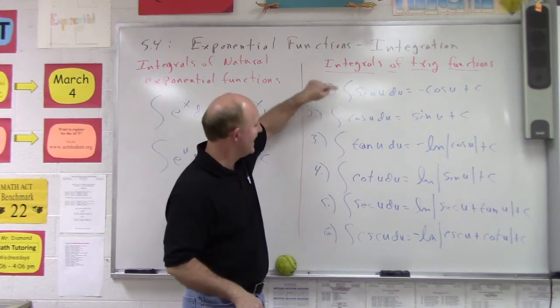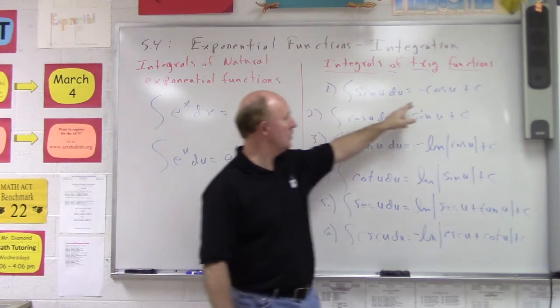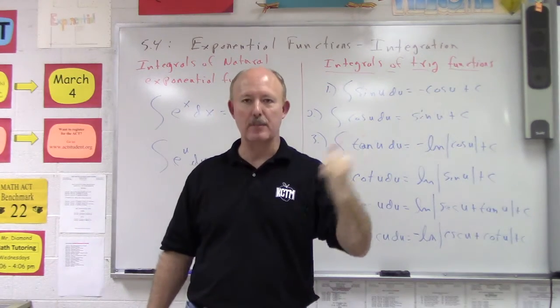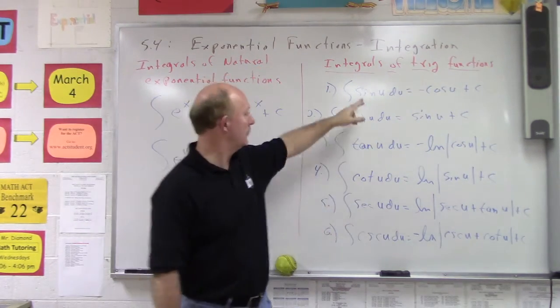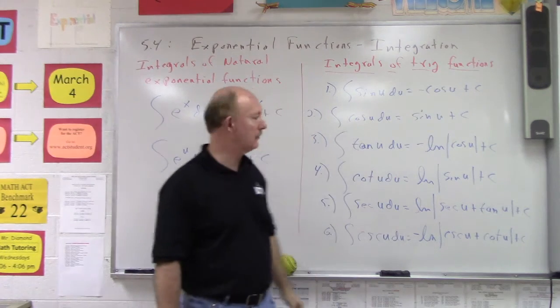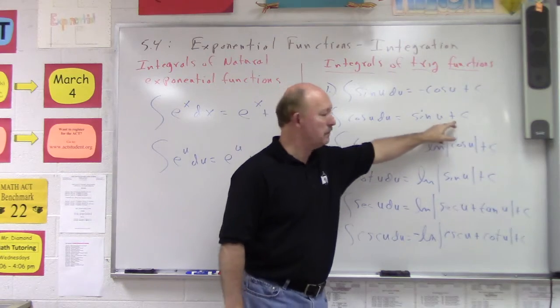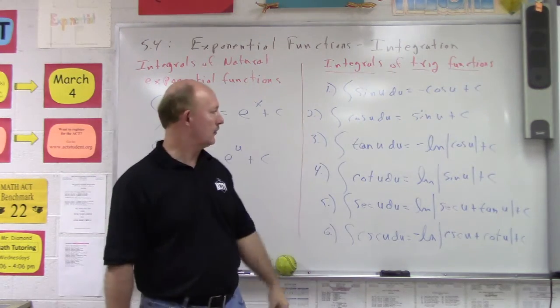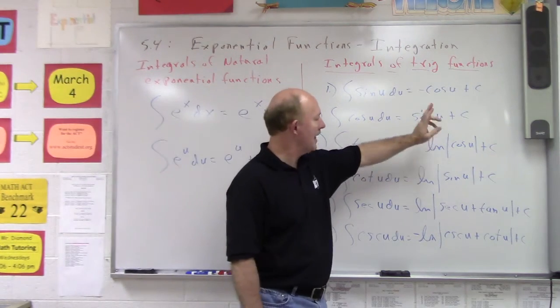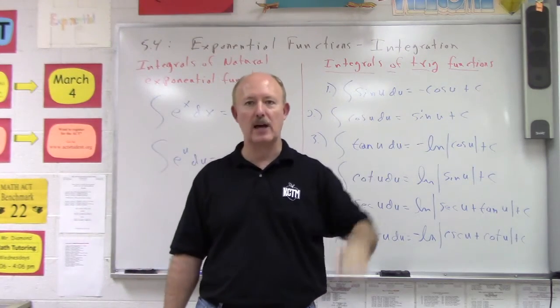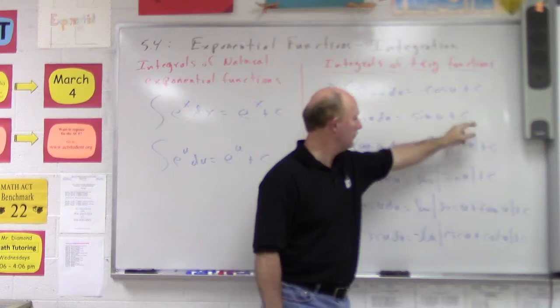The first one: the antiderivative of sine u is negative cosine u plus c. You have to have that memorized. The antiderivative of cosine u is sine u plus c. The derivative of sine is cosine, so the antiderivative of cosine is sine u plus c.